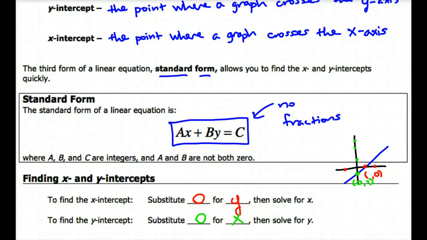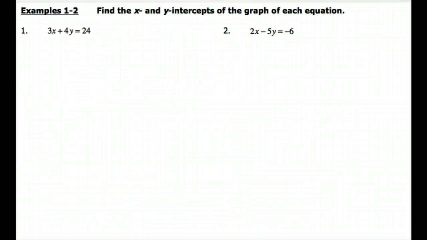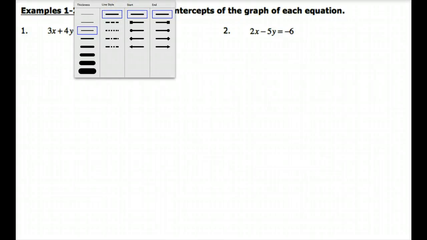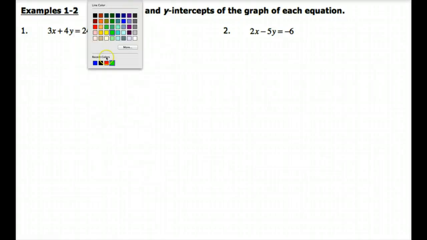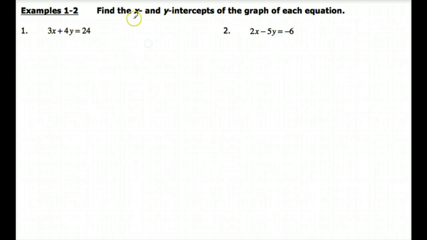So we're going to practice this now in examples 1 and 2. For each of these equations, we're going to find the x and y intercepts of the graph, and we're going to keep in mind that when we're finding x and y intercepts, we are finding points, and so we need to list these as ordered pairs. We're not finding slope for these, we are finding two separate points. So number 1, we have 3x plus 4y equals 24, and the first thing I'm going to find is the x-intercept.